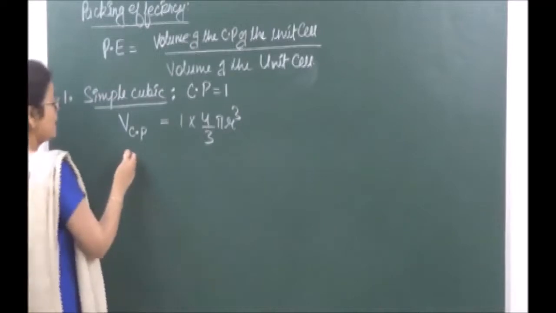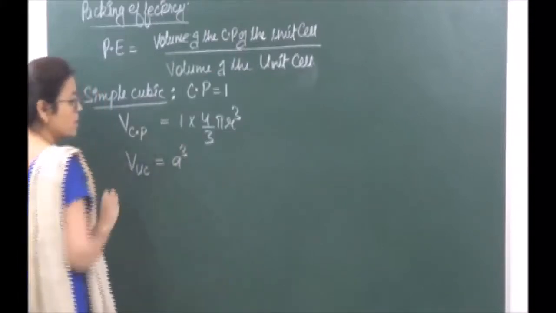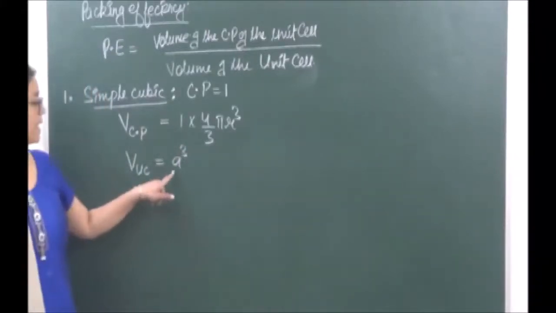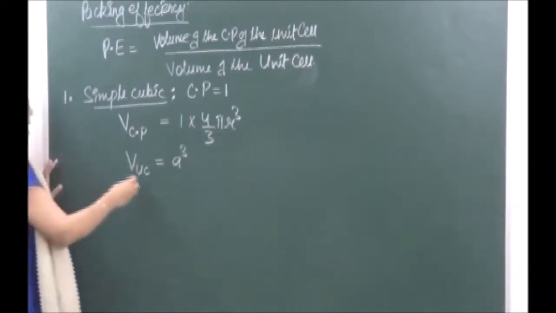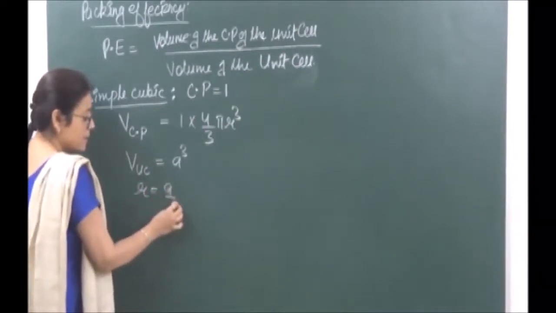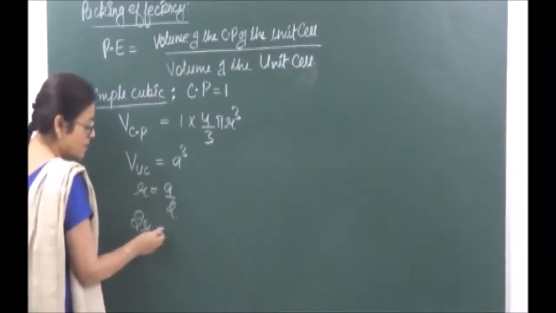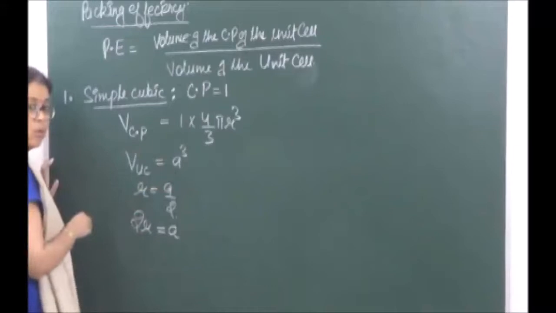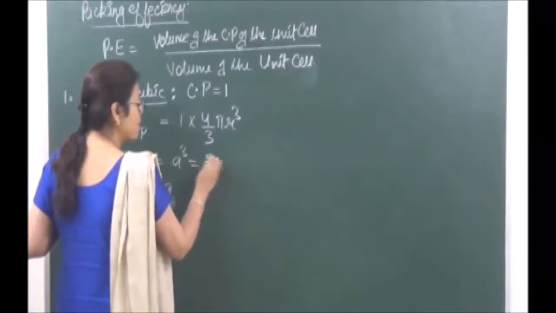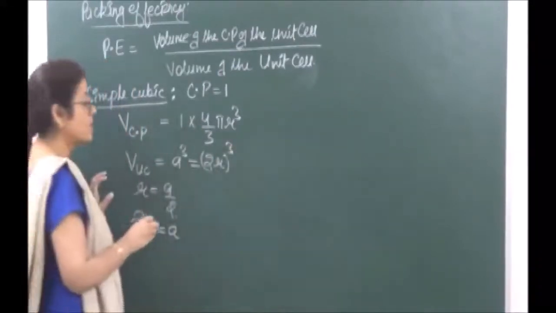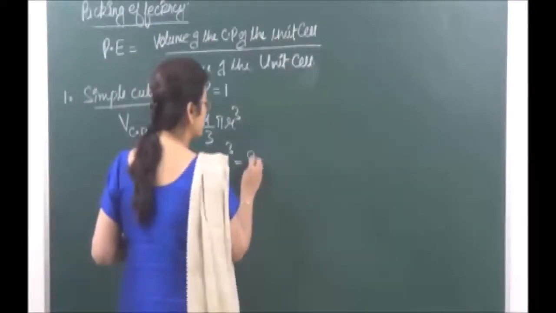और volume of the unit cell, VUC, that is equal to A cube. We have to convert this A in terms of R. So simple cubic का R क्या होता है? That is equal to A/2. 2R is equal to A. अब यहाँ पे हमको A cube लेना है. So A cube will be equal to 2R का cube is equal to 2 2s are 4, 4 2s are 8. 8R cube.